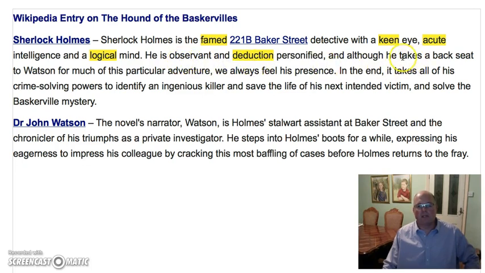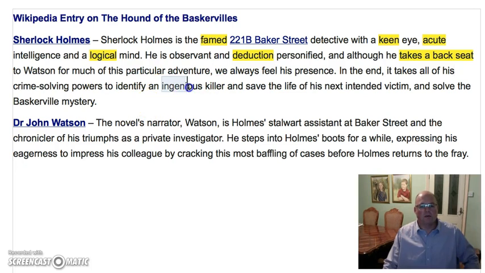And then we've got this use of idiom. An idiom is an expression that language users who are native to the country would use, takes a back seat. So again, that's a metaphor, isn't it? It means that he doesn't take the lead in this story, but it's done as an idiomatic metaphor. In the end, it takes all of his crime-solving powers to identify an ingenious killer.